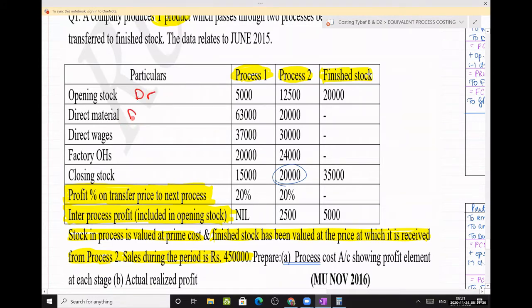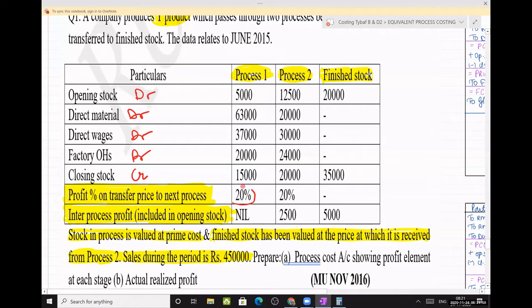Next, direct material debit, direct wages debit, factory overheads debit. In process costing, total cost is only up to manufacturing expenses. Closing stock is given to you. Closing stock is a credit. Profit on transfer price to next process.